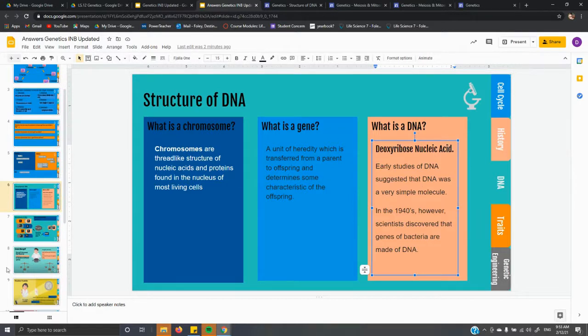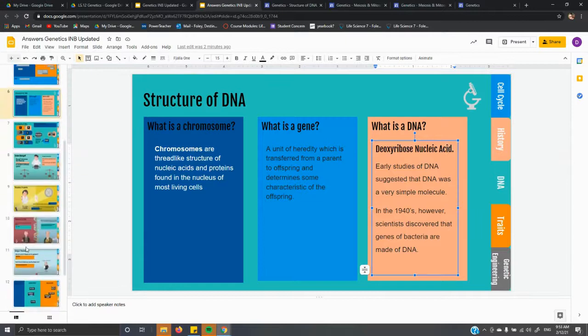So, in a couple slides, we're going to learn more about the scientists that did research on DNA. We're also going to learn a bit about the structure of DNA.